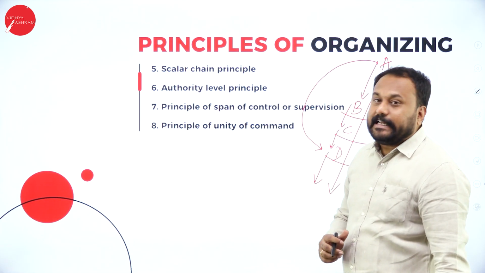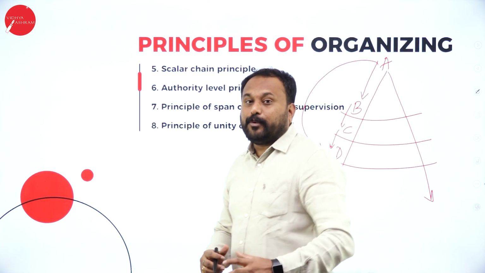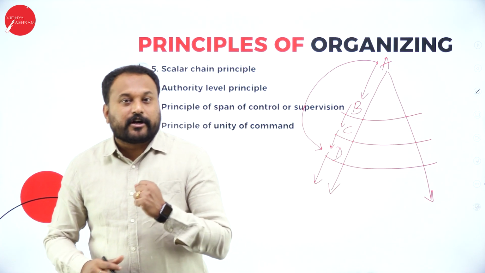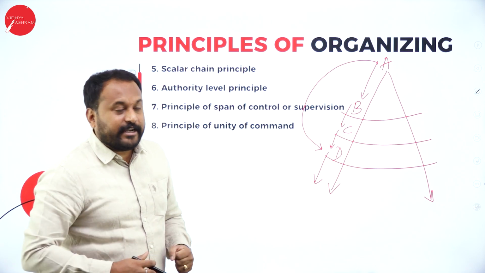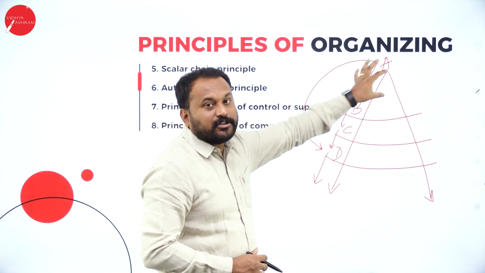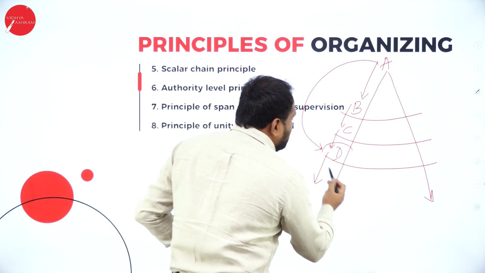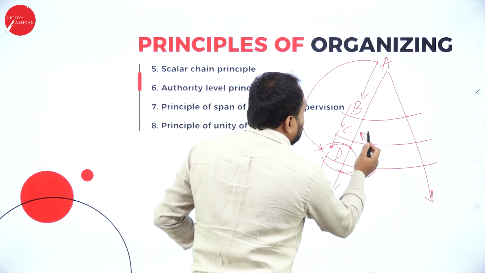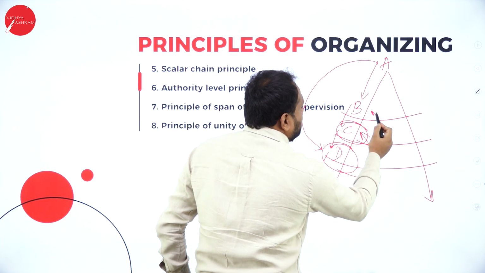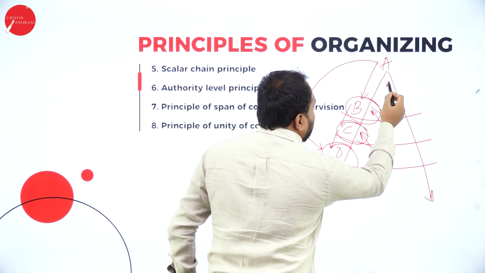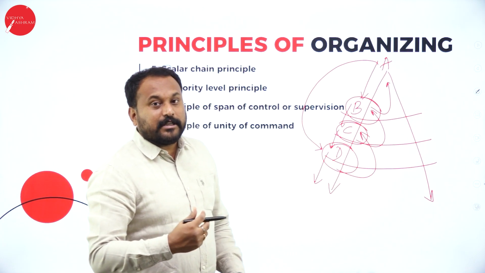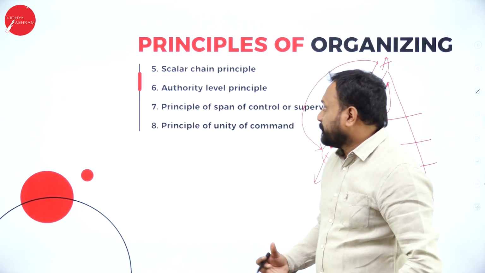Next is authority level principle. See, always in the principles of organizing, the authority plays a very important role. So A is the boss of B. So each and every employee will have one boss, right? So D has a boss. Who's the boss? C is the boss. C has a boss. Who's the boss? B is the boss. B has a boss. Who's the boss? A is the boss. So this is what the principle of authority is.